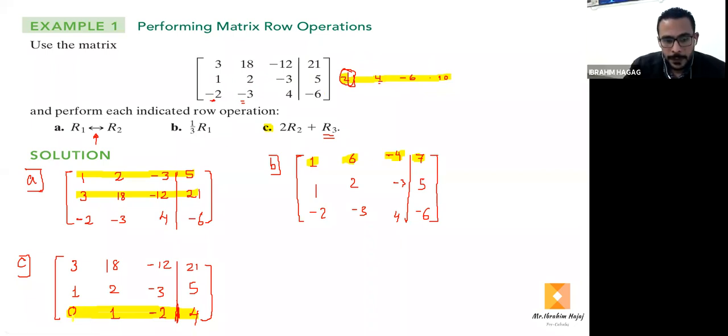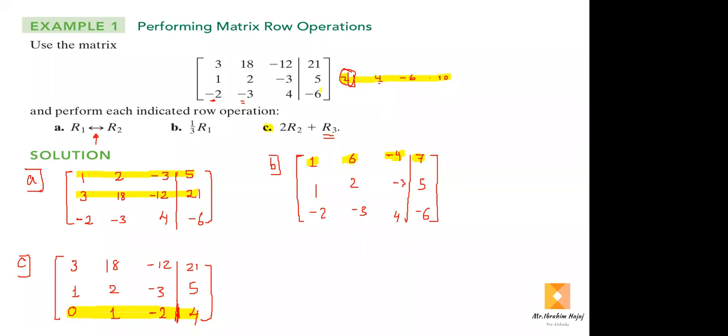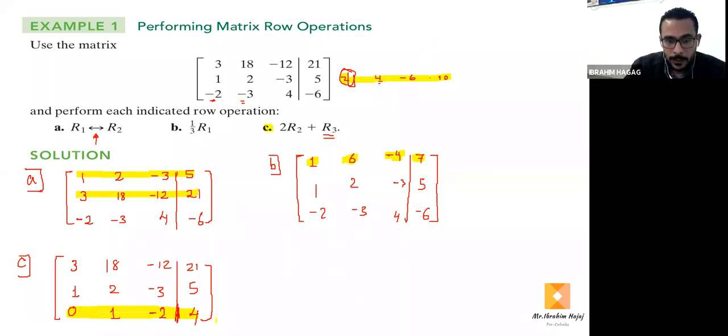2 minus 2 is 0. 4 plus -3 is 1. -6 plus 4 is -2. 10 minus 6 is 4. Okay, so this is your final answer, which is letter C. Any questions?